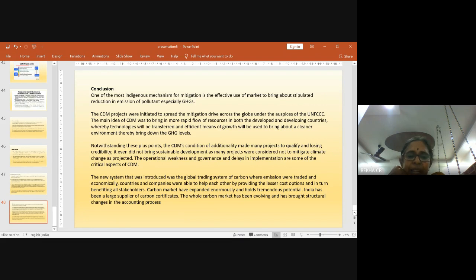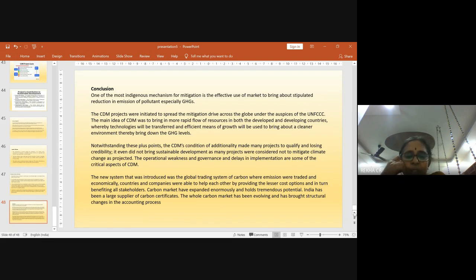The CDM's condition of additionality made many projects qualify while losing credibility. It even did not bring sustainable development, as many projects were considered not to mitigate climate change as projected. The operational weakness, governance issues and delays in implementation are some of the critical aspects of CDM.